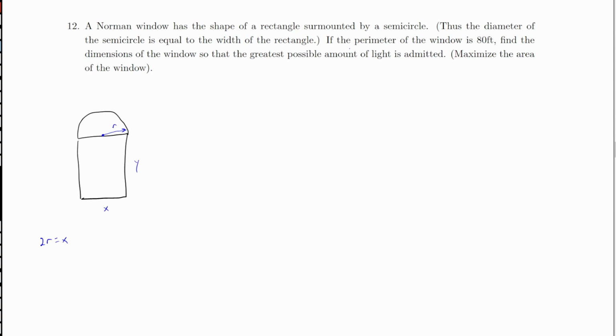If the perimeter of the window is 80 feet, find the dimensions of the window so that the greatest possible amount of light is admitted. So we want to maximize the area of the window. That's our goal.